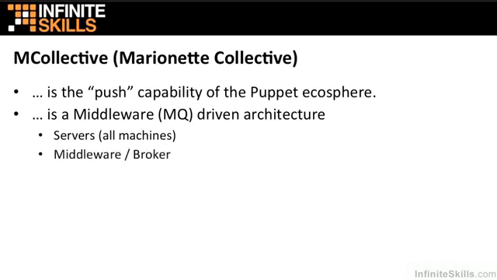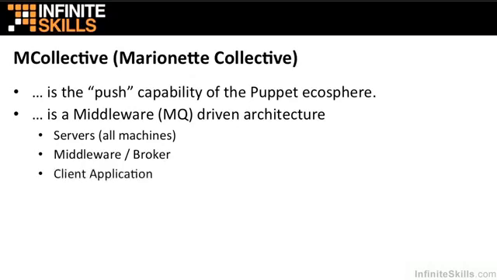MCollective also has the centralized middleware or broker infrastructure, which is a message queuing environment. By default, MCollective has always used a tool called RabbitMQ, but it can also be configured to use other message queuing infrastructures, such as ActiveMQ or potentially even commercial message queuing systems.